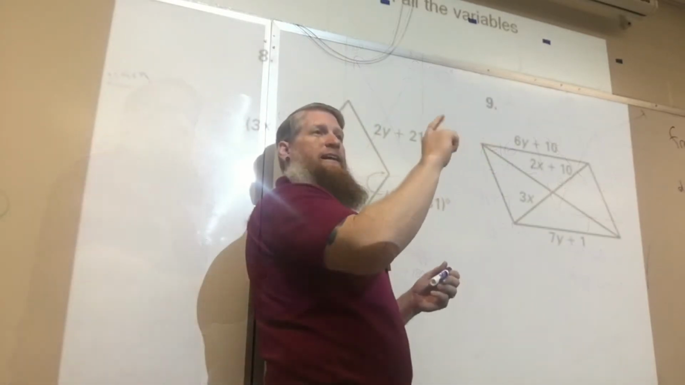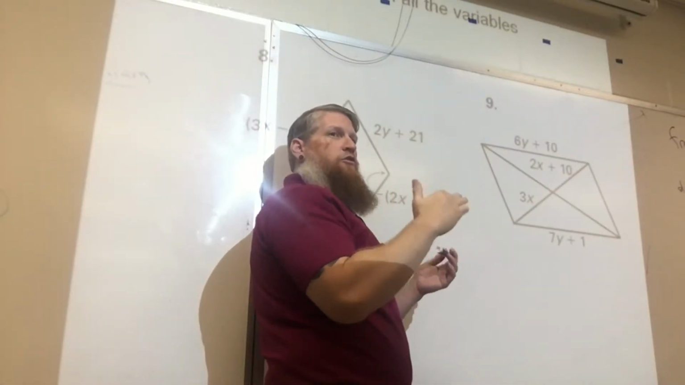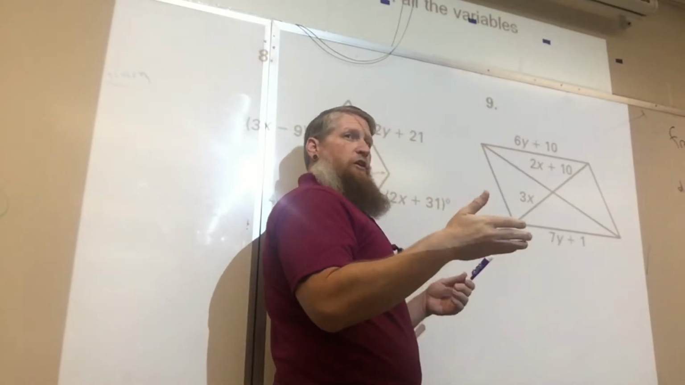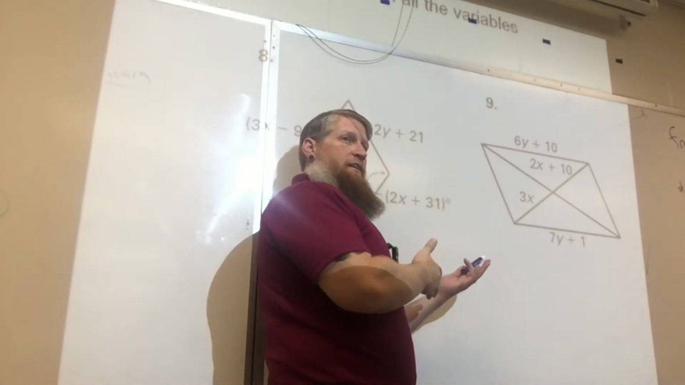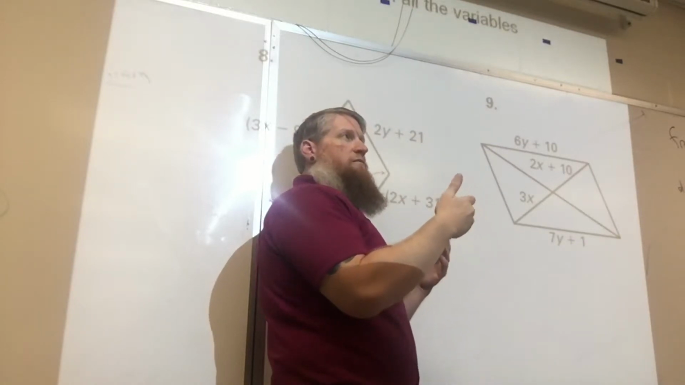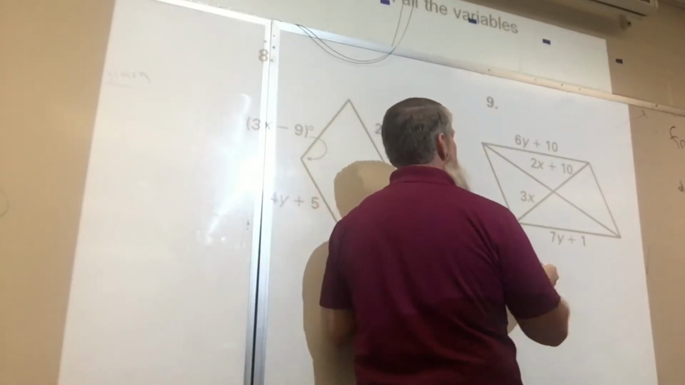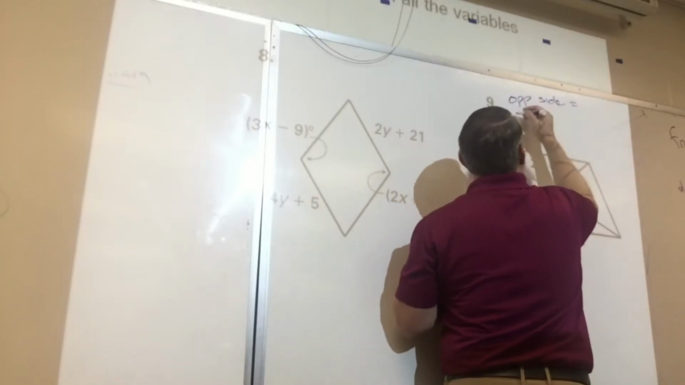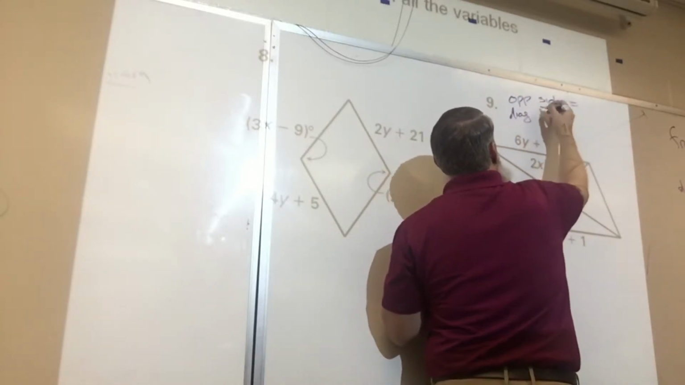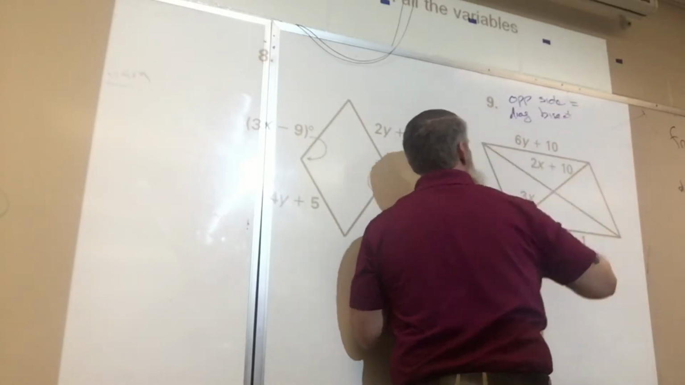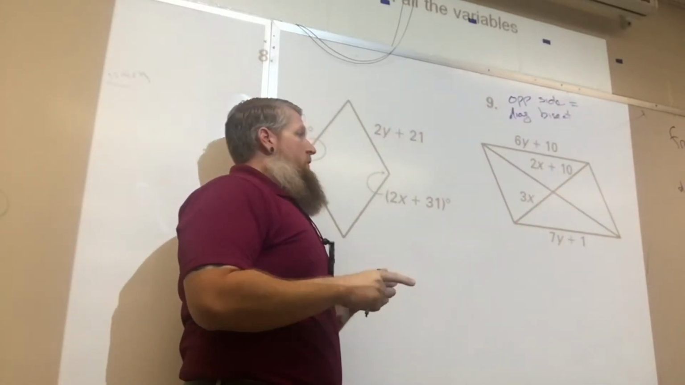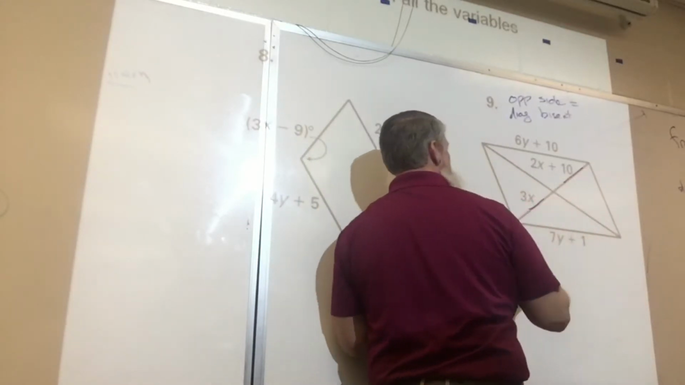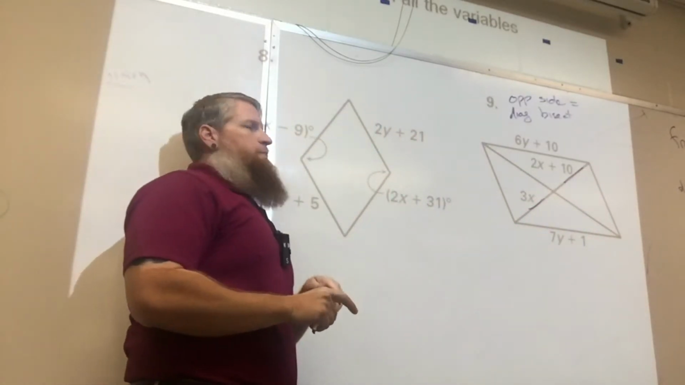All right, so on 9, until you get used to recognizing all the properties, I would suggest figuring out the fact that where these x's are, they're on segment lengths. So that means that you're either doing opposite sides being equal or you're doing the thing with the diagonals bisecting each other. It does. 2x plus 10 goes with this one. 3x goes with that. Otherwise, you can't do it.